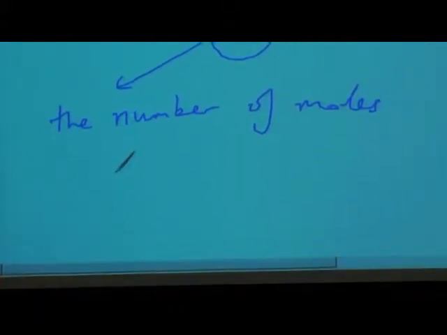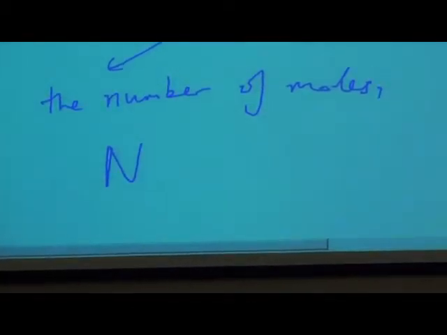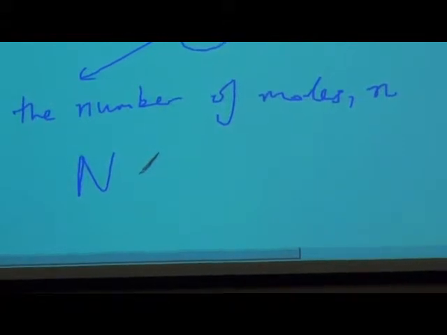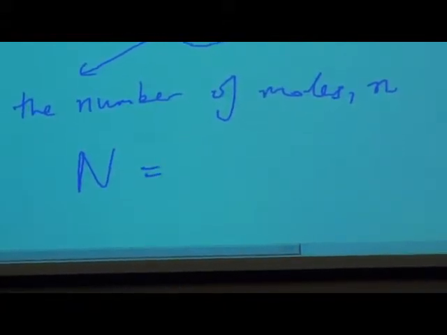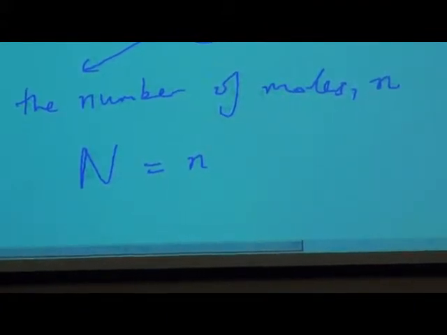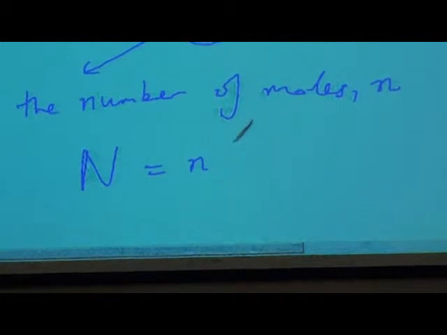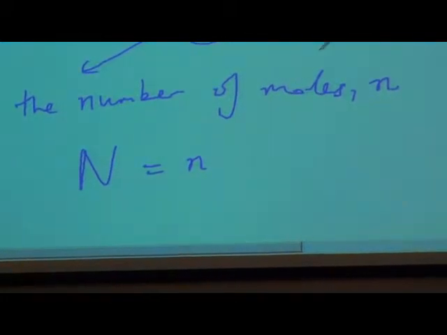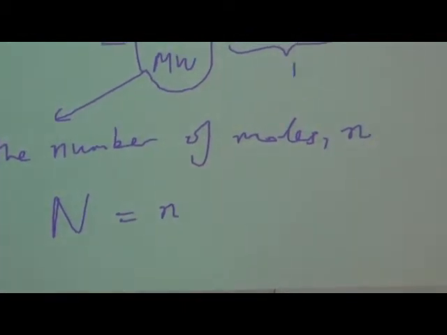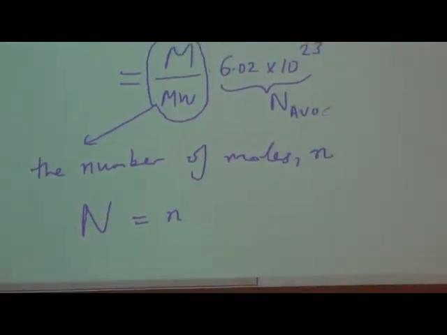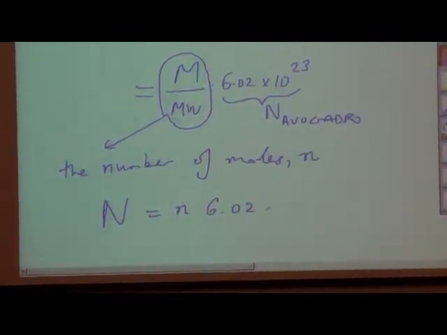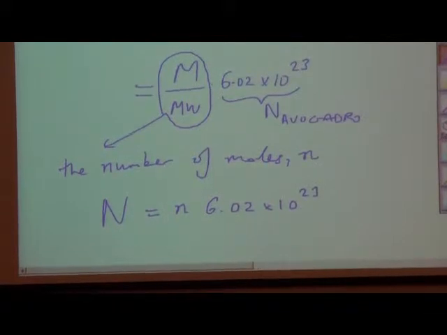What does that give me? Let me call this number of moles N. The total number of particles in the gas will be the number of this basic unit, the number of moles, times this number called Avogadro's number. So I have this 6.02 times 10 to the 23, a magic number.